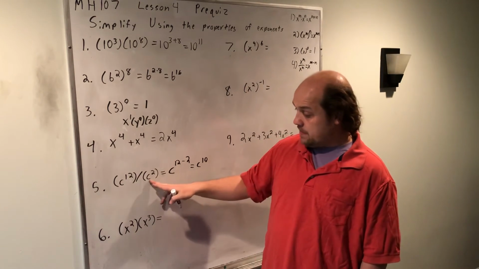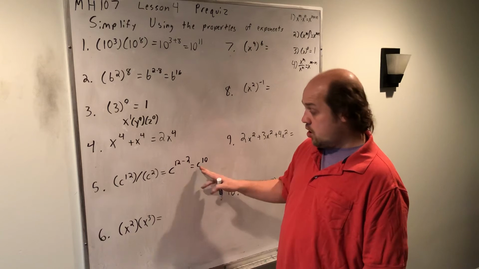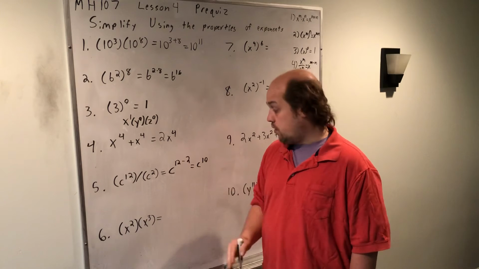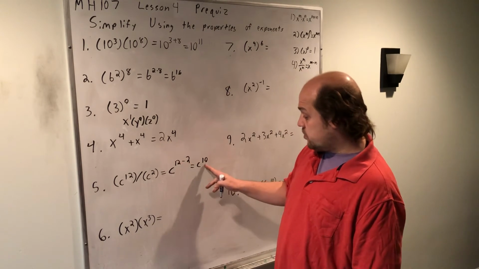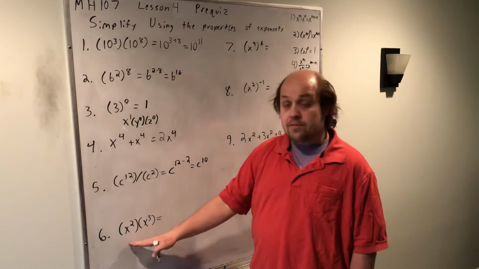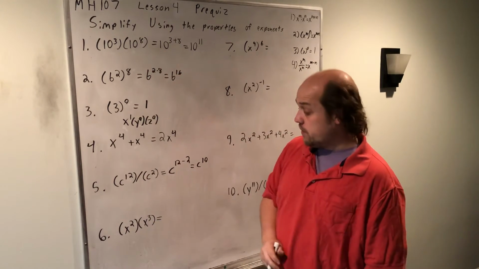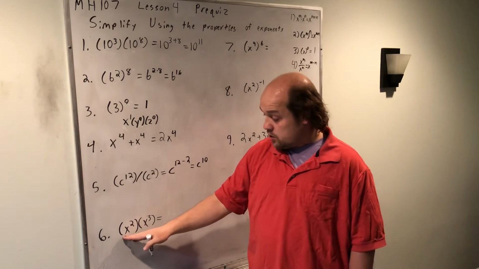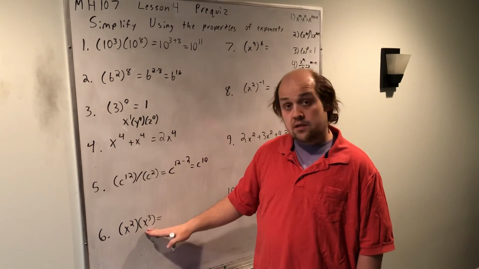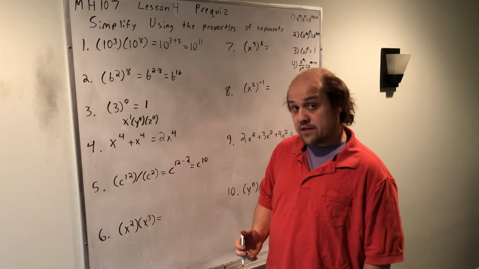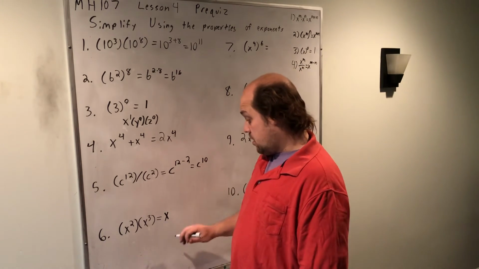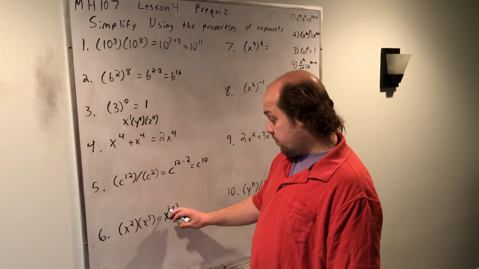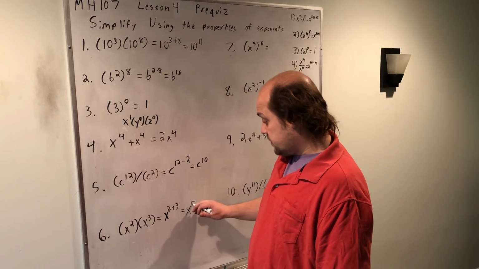Notice we kept that same base c that was being taken to the exponent. The only thing we manipulated was the power on it. It used to be 12 on top and 2 on bottom. We made it into 12 minus 2, which gave me 10. Problem 6 looks a lot like problem 1, just with x's. So we're using the rule that we used for problem 1, which is when I multiply two of the same base, I keep their base and add their exponents. X to the power of 2 plus 3 becomes x to the 5th power.